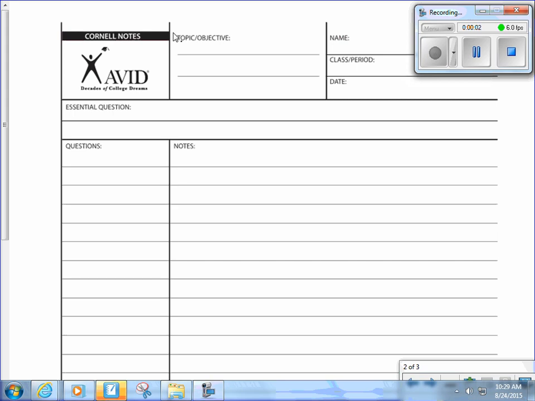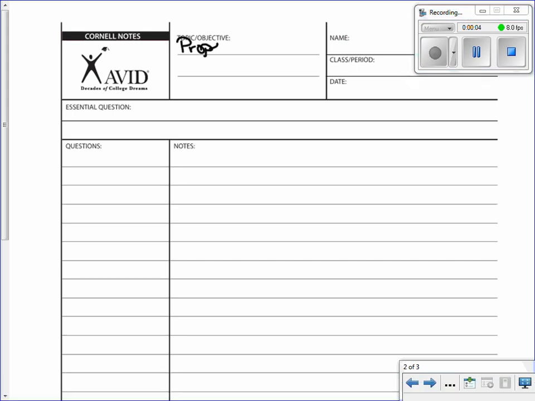This lesson is about the properties of mathematics. The essential question is, how can commutative and associative properties be used to simplify numerical expressions?